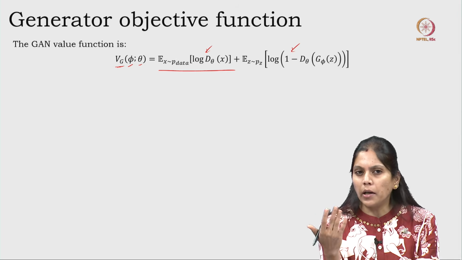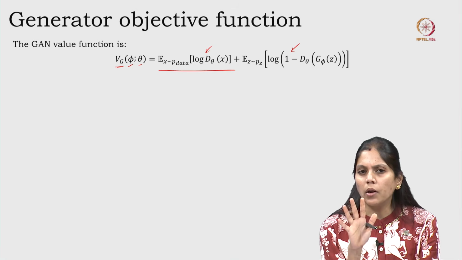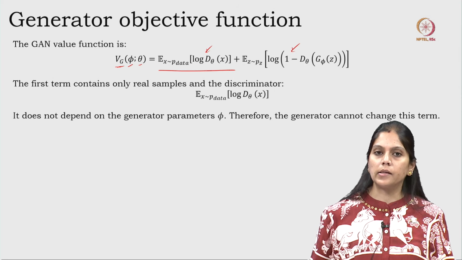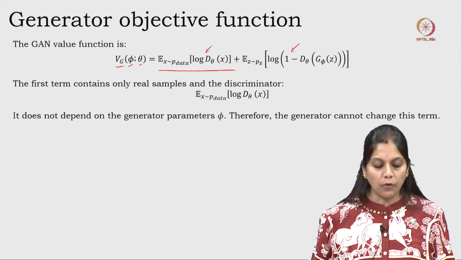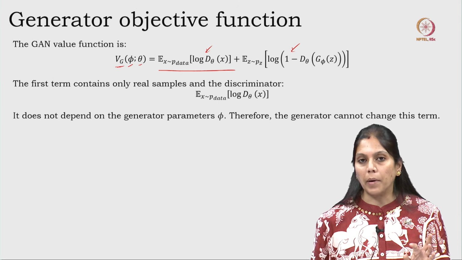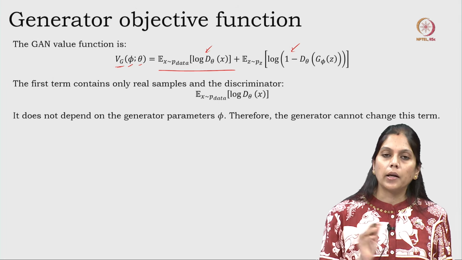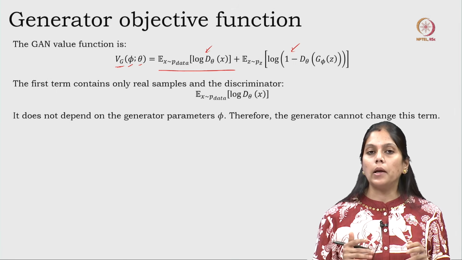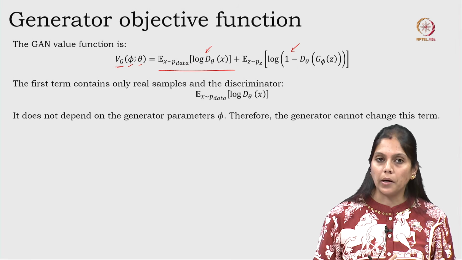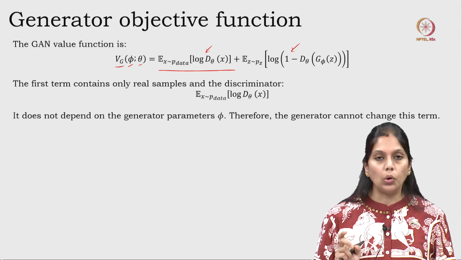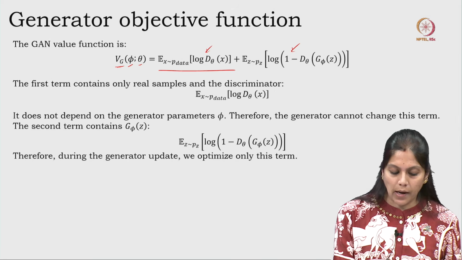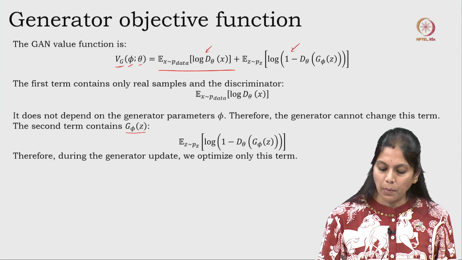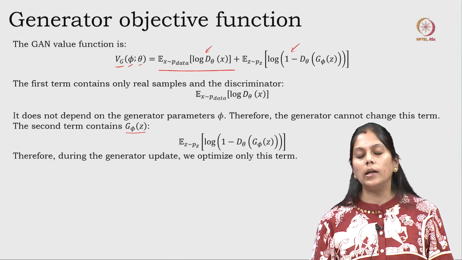When you are dealing with the generator part, we do not have any work with respect to the first term. Look at this, the first term contains only the real samples and the discriminator part. Therefore, it does not depend on the generator parameters phi, and the generator cannot change anything with respect to this first term. Now, let us see what comes into play when you are training the generator. It is only the second term. The second term has the generated samples. Therefore, during the generator update, we optimize only this term.